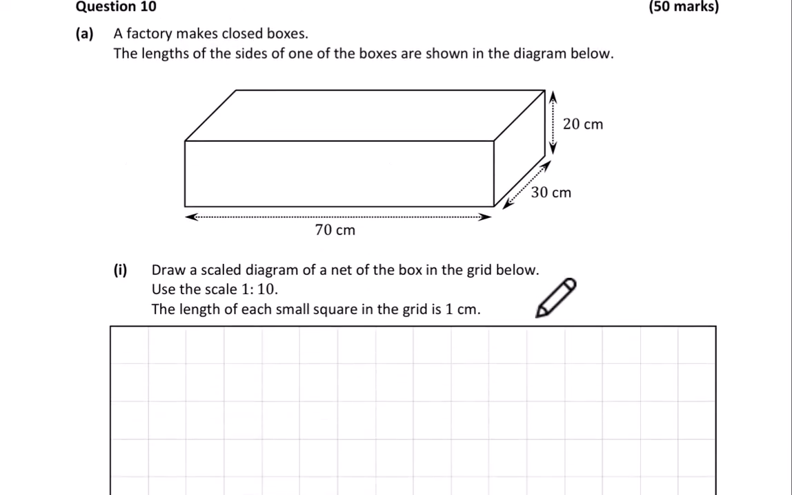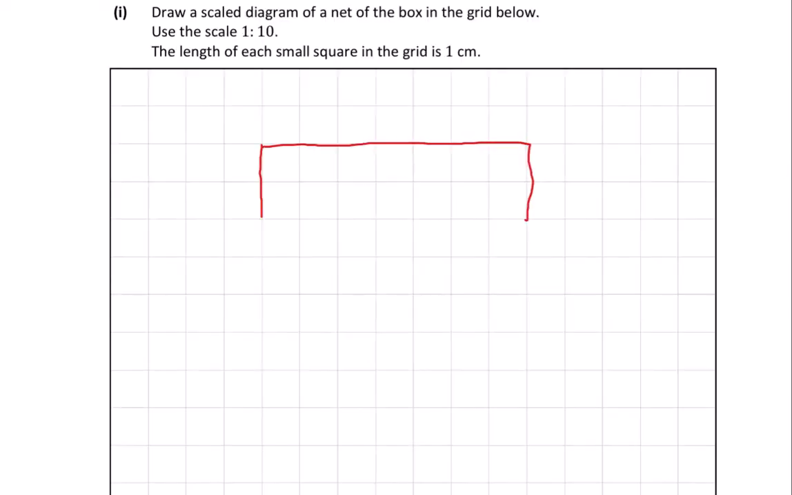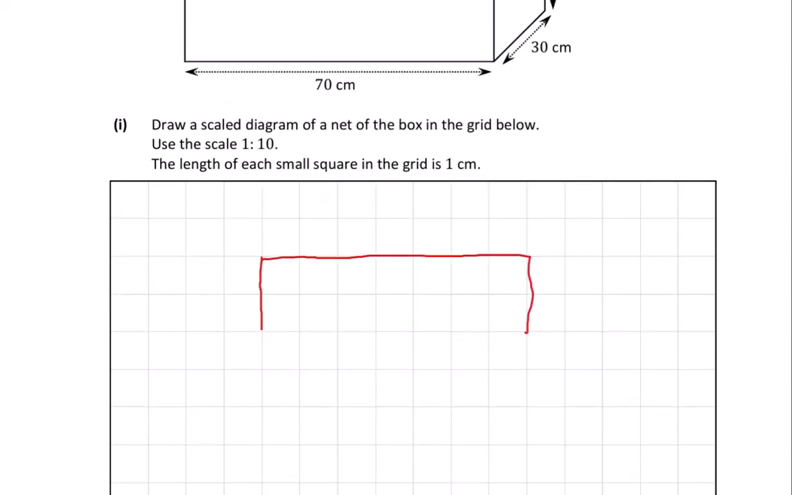So I'm going to draw the back edge first. So it's this face but at the back, and that is 20 by 70. So we need 2 squares up and 7 across. So you guys need to use a ruler here as well, by the way.